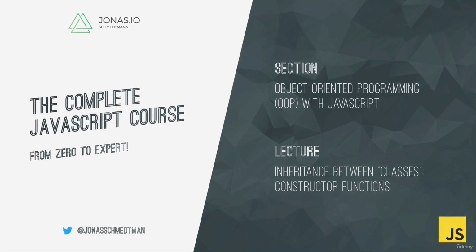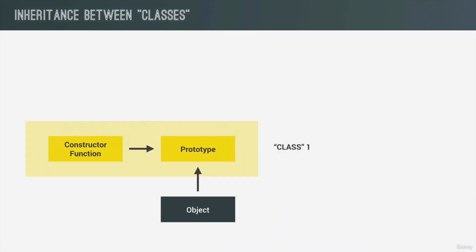So over the last couple of lectures, we explored how prototypal inheritance works in JavaScript, and we did that using a couple of different techniques. We used constructor functions, ES6 classes, and Object.create. Now, all of these techniques basically allow objects to inherit methods from their prototype, so to delegate their behavior to their prototype, right?